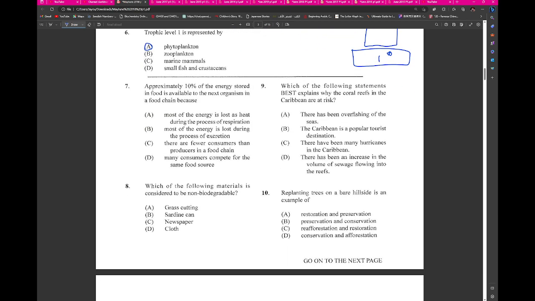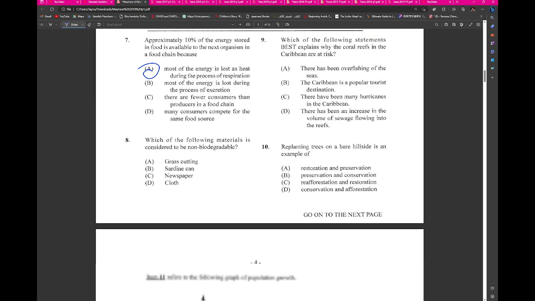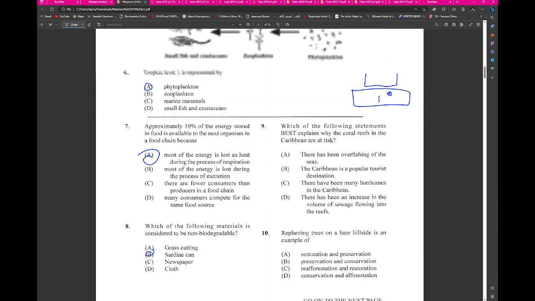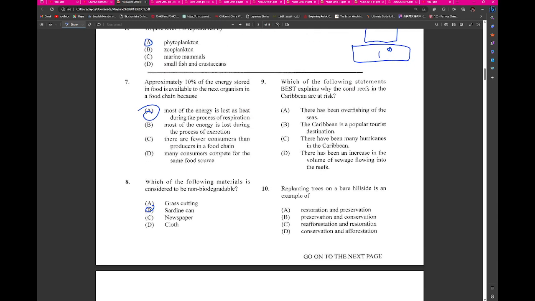Approximately 10% of the energy stored in food is available to the next organism in the food chain because most energy is lost through heat and respiration. Which of the following materials is considered non-biodegradable? Alright, probably the sardine can. Which of the following statements best explains why coral reefs in the Caribbean are at risk?